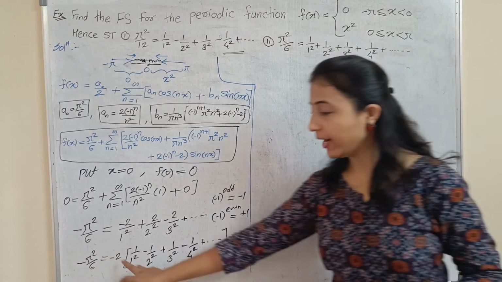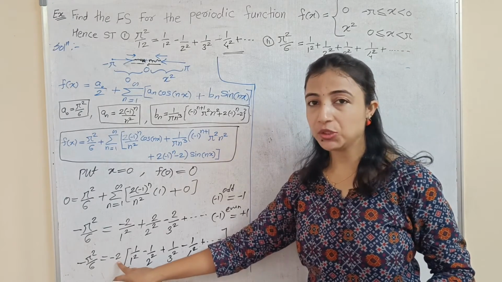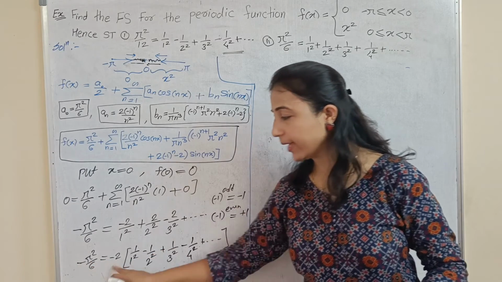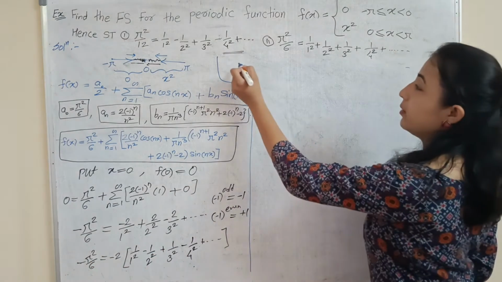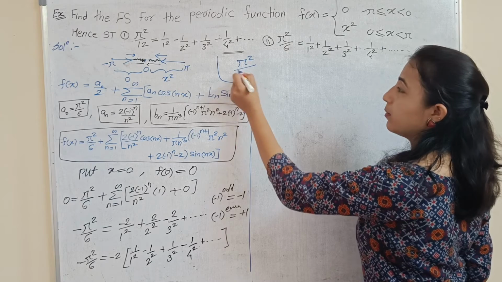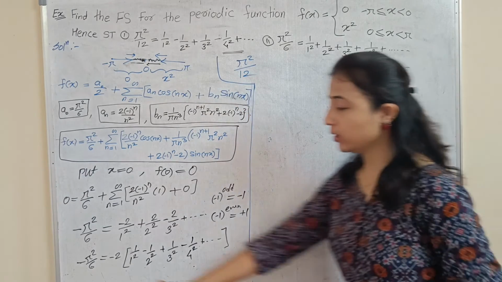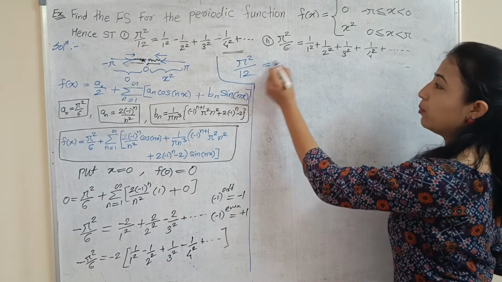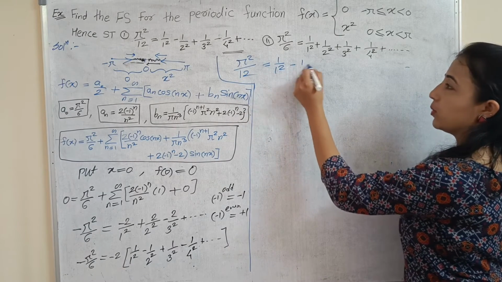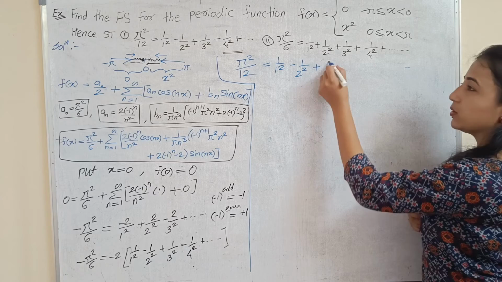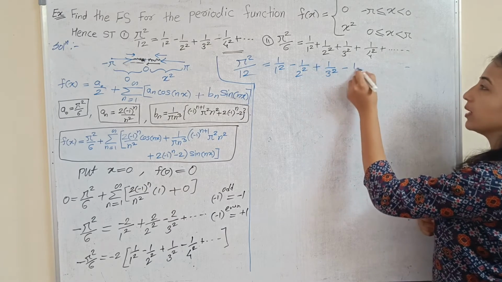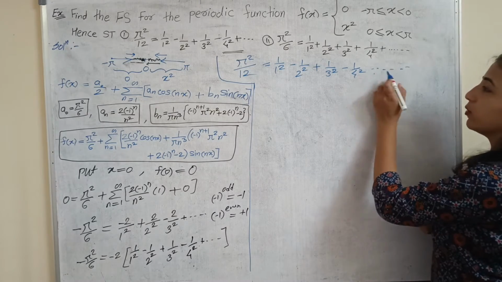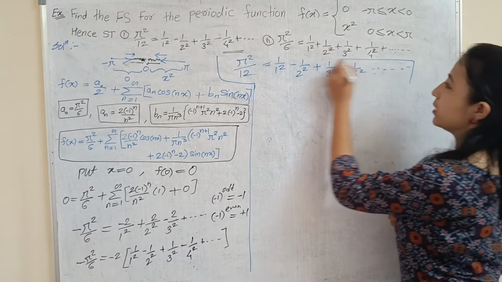Now in the next step, divide by this minus 2. Here minus 2 is in multiplication, so shifting it will be division. This minus minus also gets cancelled. So here it is pi square by 12, because if we shift this 2, 6 into 2 is 12, equal to 1 upon 1 square minus 1 upon 2 square plus 1 upon 3 square minus 1 upon 4 square and so on. So hence we get the Fourier proof of our first part.